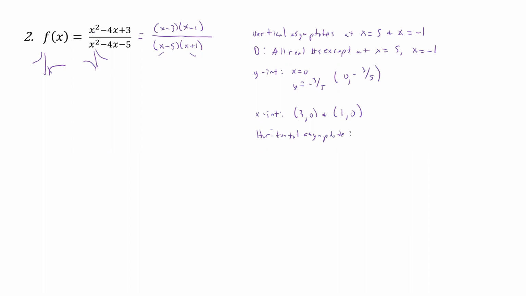All right, horizontal asymptote. So we have the same power, so we use their coefficients, which is 1. So we get y equals 1 is going to be our horizontal asymptote. And so let's think about drawing this.